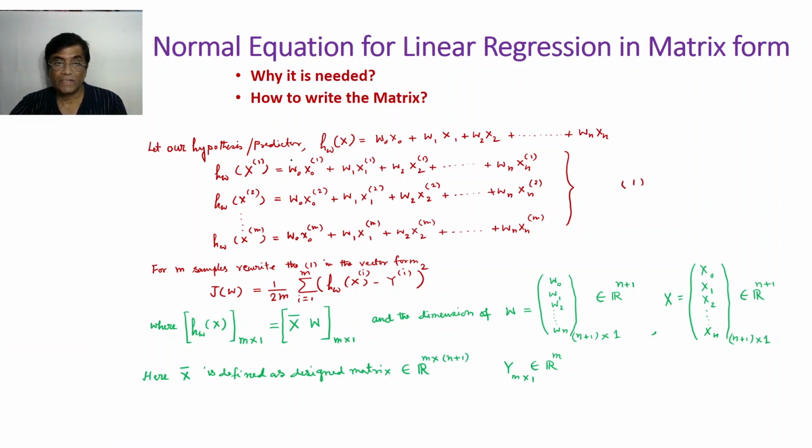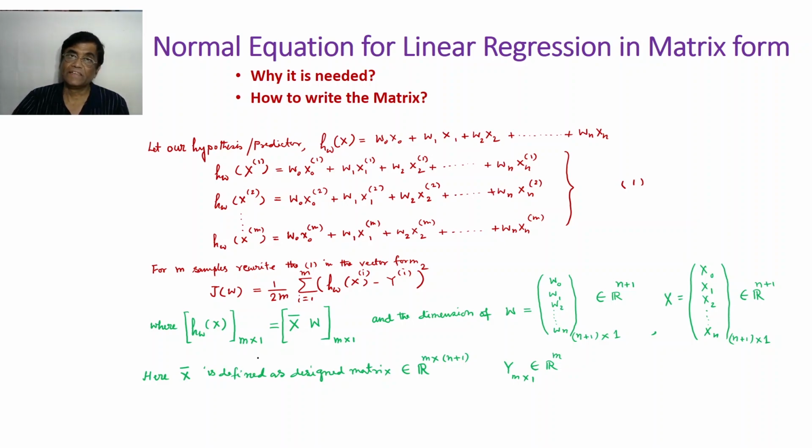Say w is w0, w1, w2 up to wn. This is a vector whose dimension is n plus 1 cross 1, because it is starting from w0 and there are n number of features, so that's why n plus 1. And then what is the dimension of the feature vector x? Obviously, it is like x0, x1, x2 up to xn. So the dimension of the vector will be n plus 1 cross 1. I write that it belongs to the real space of dimension 1 plus n.